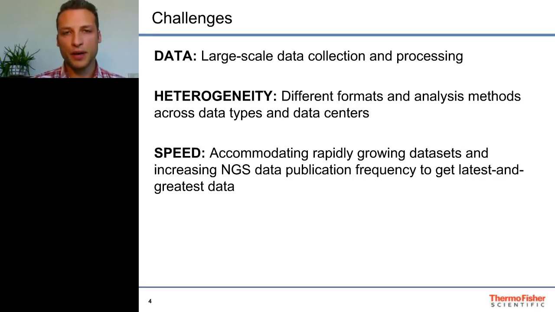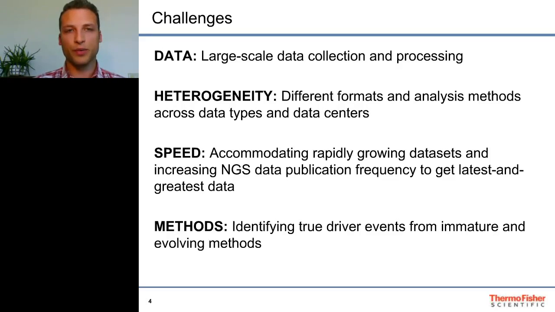Speed. So as I mentioned, iteration is important, and with NGS data coming out in floods in recent years, you really have to pay attention to what new data sets are out there. And last but not least is certainly this exercise of identifying true driver events from methods that might not be mature yet, or might still be under investigation.